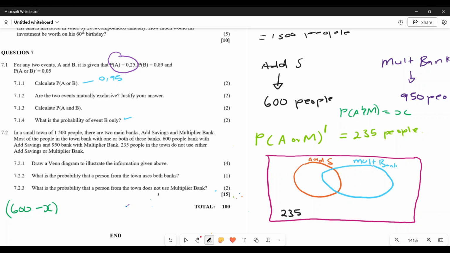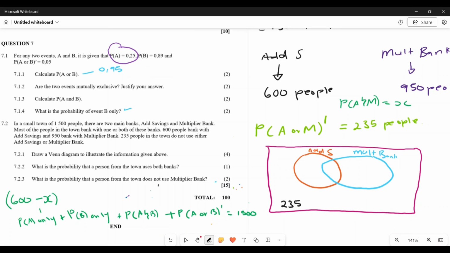I'm going to make use of the similar formula I used before. Now, in this case, the probability of event A only plus the probability of event B only, plus the probability of both A and B happening, plus the probability of neither A nor B happening, should be equal to the total number of people, which is 1,500. And by the way, these values do not represent probabilities, they represent the number of people. So these P alphabets, I'm just putting them here for the purpose of understanding. Remember, this represents the number of people, not the probabilities in this case.